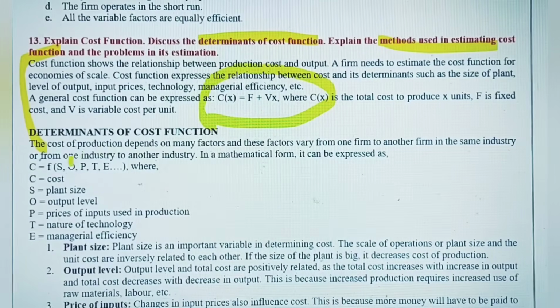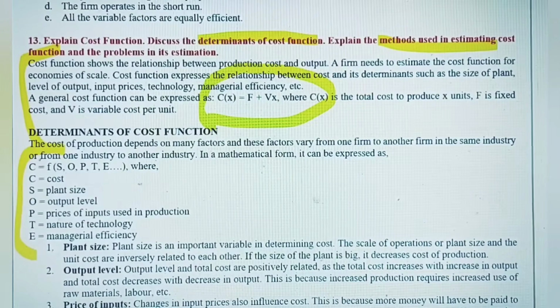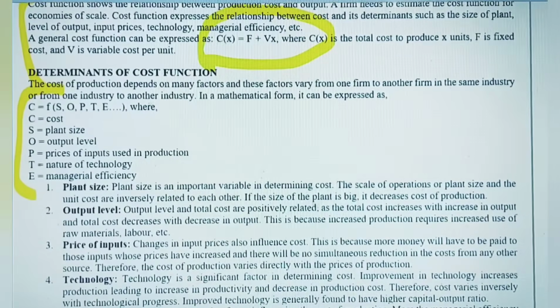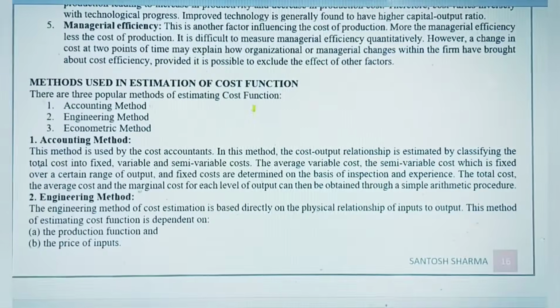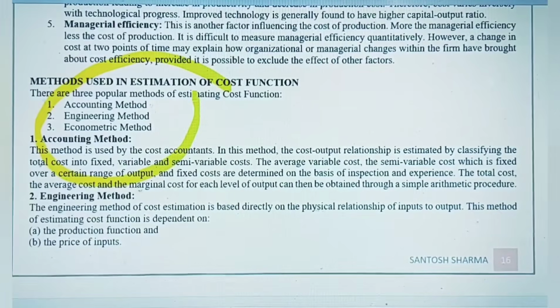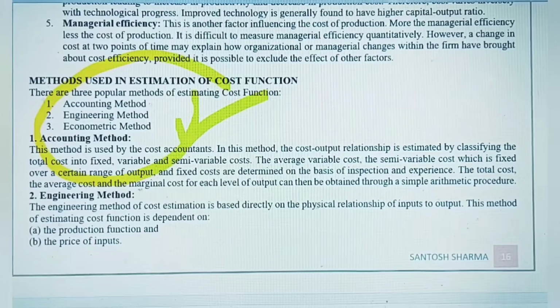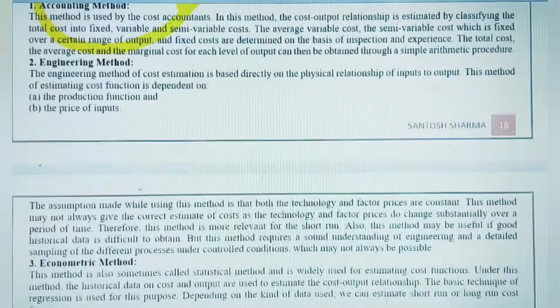एंड इसके ये सारे डिटर्मिनेंट्स हैं, जहाँ पे प्लांट साइज, आउटपुट लेवल, देन प्राइसेस ऑफ द इनपुट्स, नेचर ऑफ टेक्नोलॉजी, मैनेजरियल एफिशिएंसी. तो ये सारे डिटर्मिनेंट्स होते हैं कॉस्ट फंक्शन के. एंड कुछ एक मेथड्स हैं, ये 3 मेथड हैं बेसिकली, अकाउंटिंग, इंजीनियरिंग एंड इकोनोमेट्रिक मेथड, mostly used in estimating the cost function of a given output.